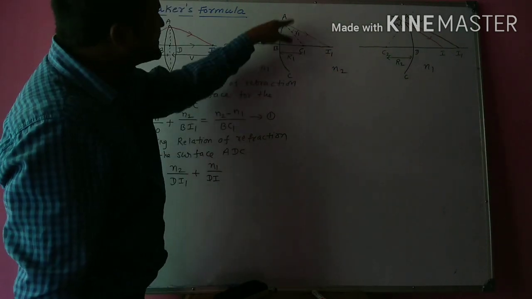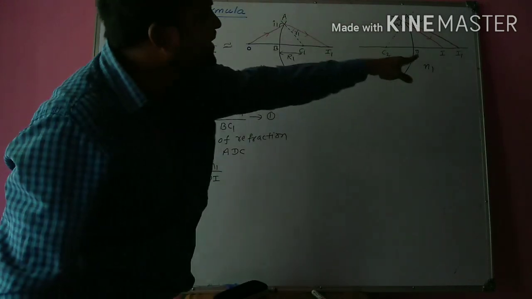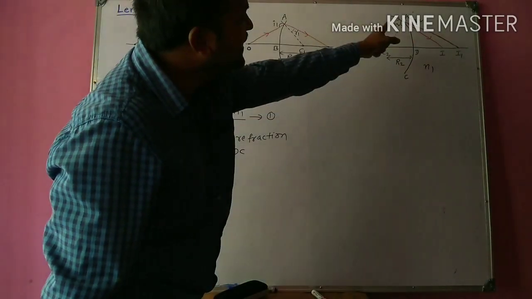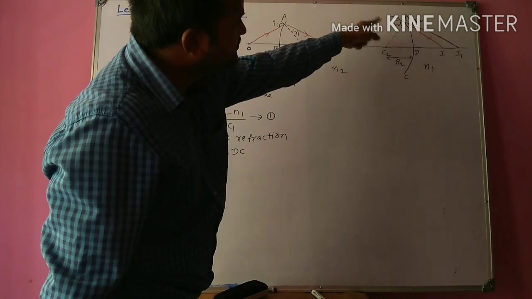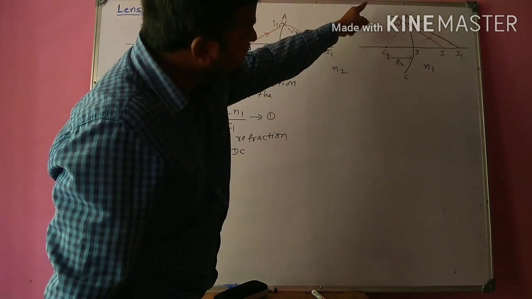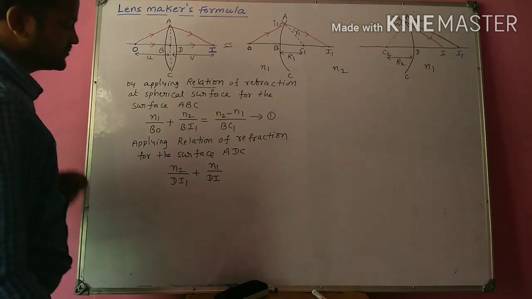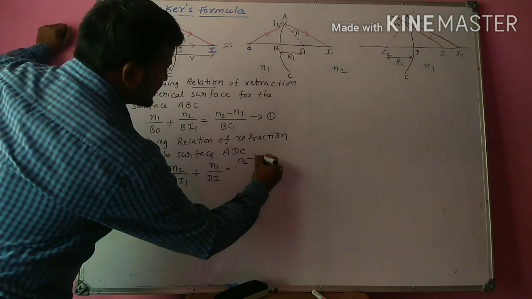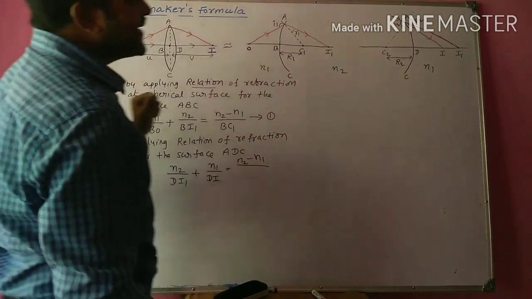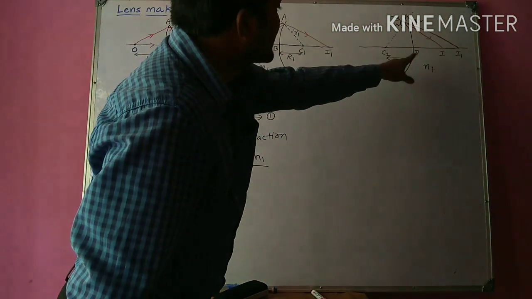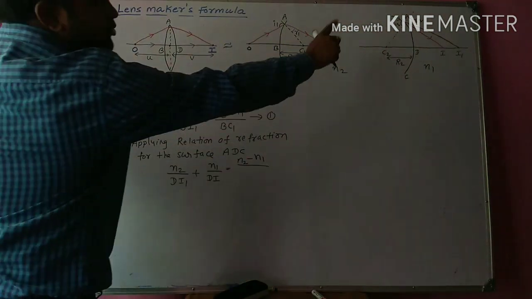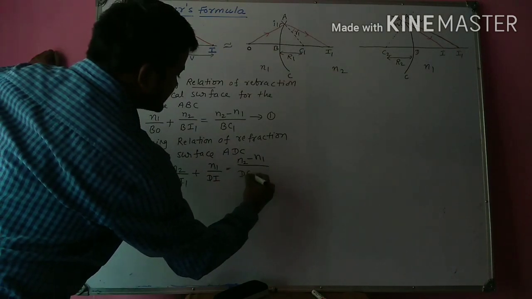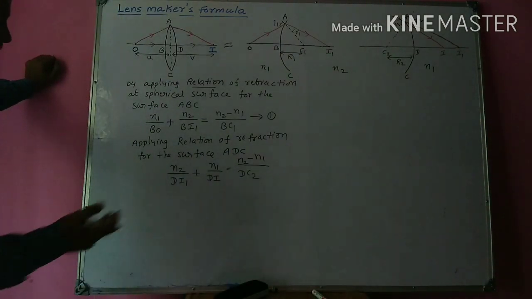In the absence of this ADC, this is how it forms the image that I have shown there. The light ray gets diverged and the final image is formed at I. That is N1 by DI, which is equal to N2 minus N1 by the radius of curvature of this ADC surface, DC2. Now just modify it.